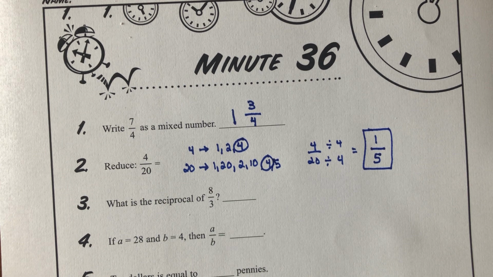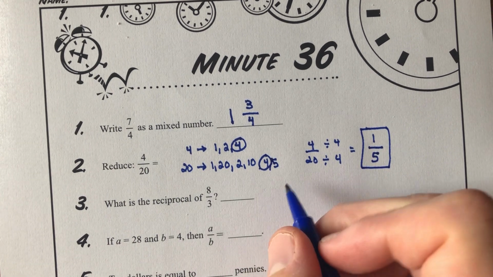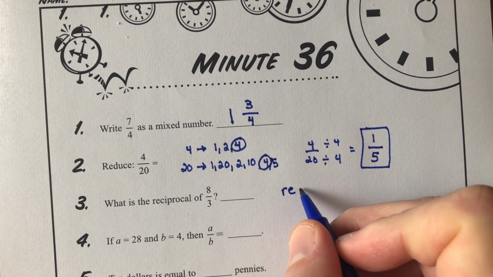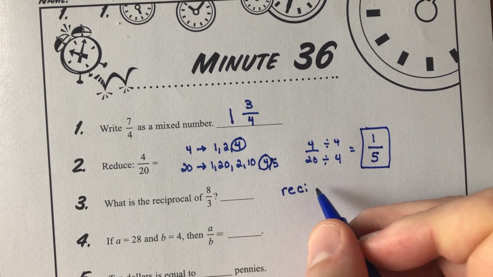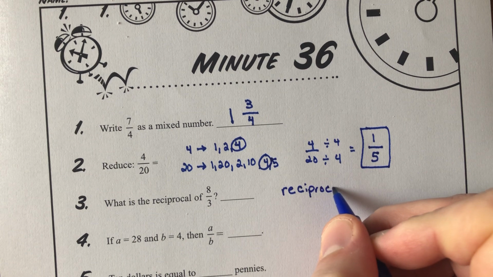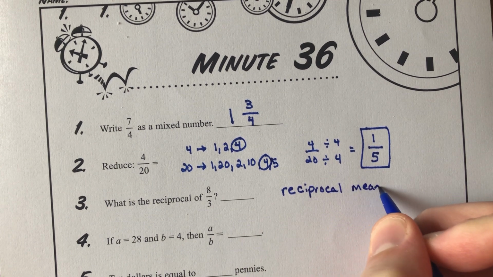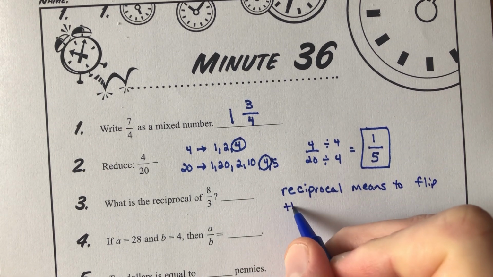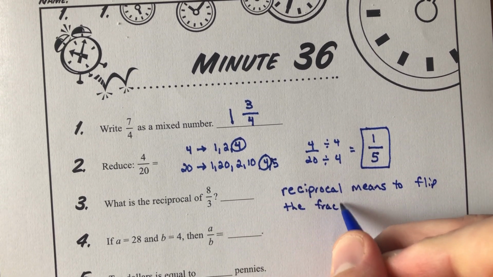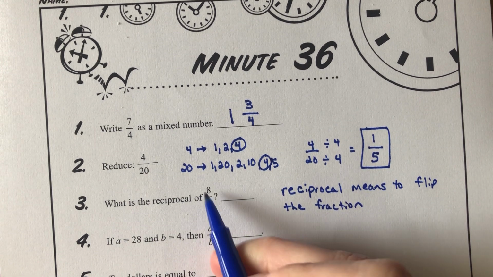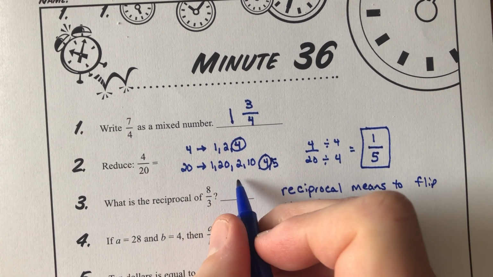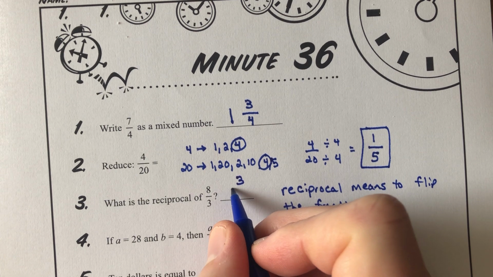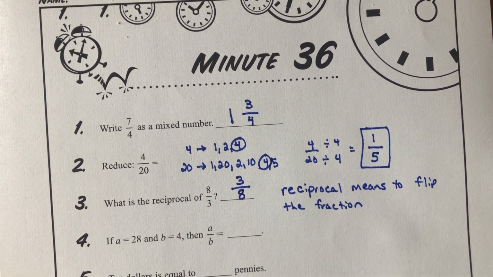Number 3 says, what is the reciprocal of 8/3? Reciprocal means to flip the fraction. So all I'm doing is just flipping the 3 and the 8. So the 3 is going to go on top and the 8 is going to go on the bottom. So 3/8 is the reciprocal of 8/3.